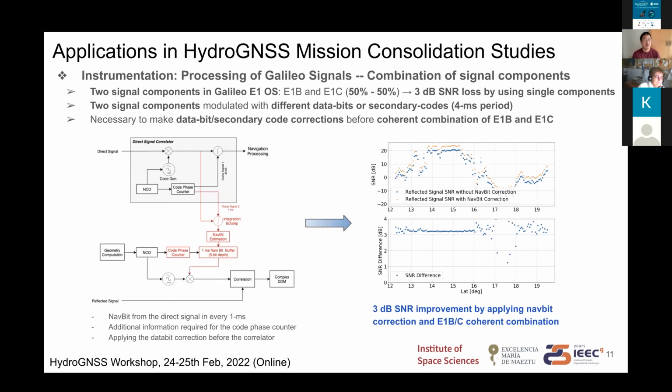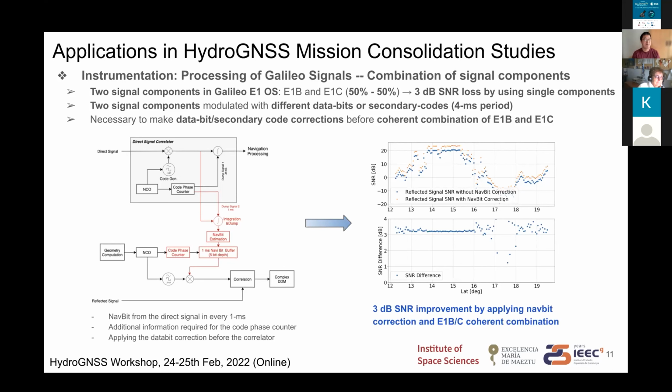Well, as Paul just mentioned, there are two components in the Galileo E1 Open Service signal, which are E1B and E1C. They share half of the total transmitted power, and we would have a 3 dB signal-to-noise ratio loss by using only a single signal channel component. So I think the best option is to combine these two channels coherently.